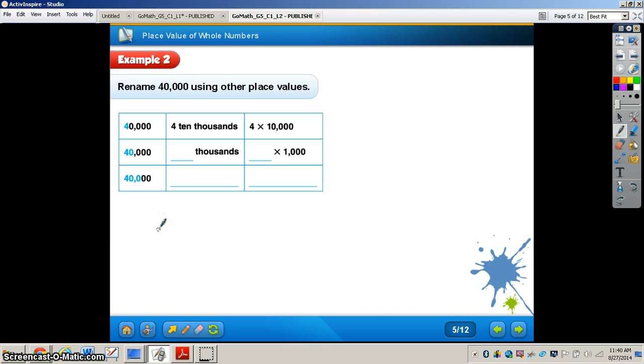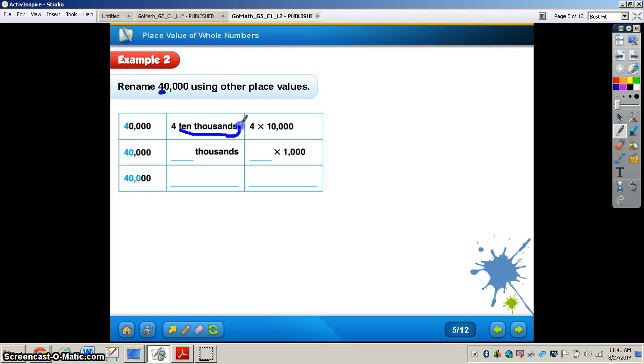Now what we're going to do is rename 40,000 using other place values. In other words, instead of saying 40,000, we're going to say it a different way. So if I'm taking a look at the 4 here, I would say it is 4 10,000s. In other words, I need 4.